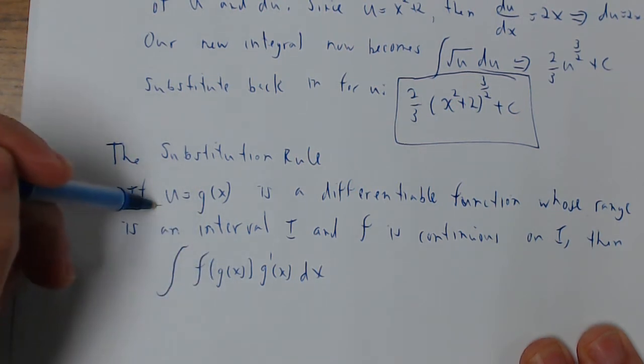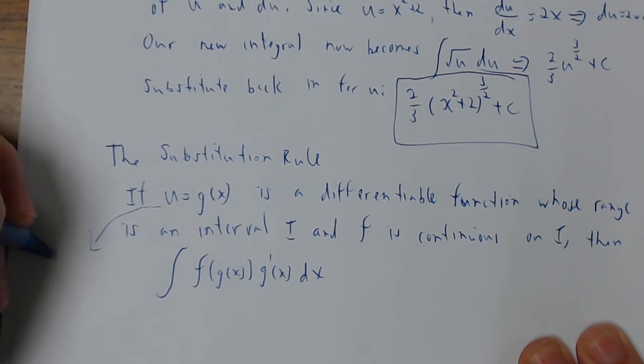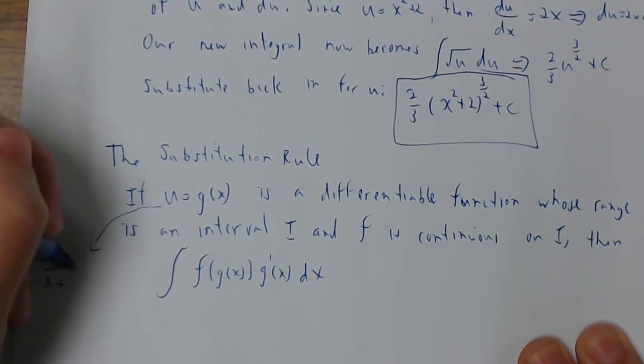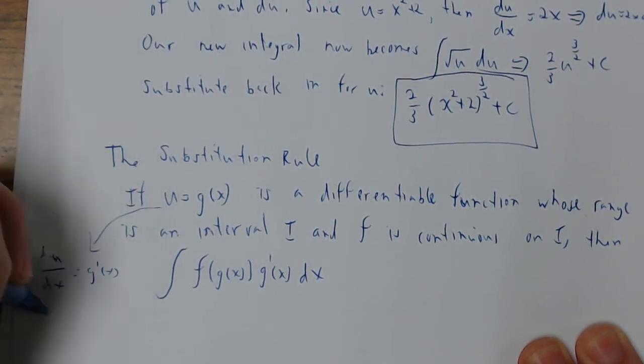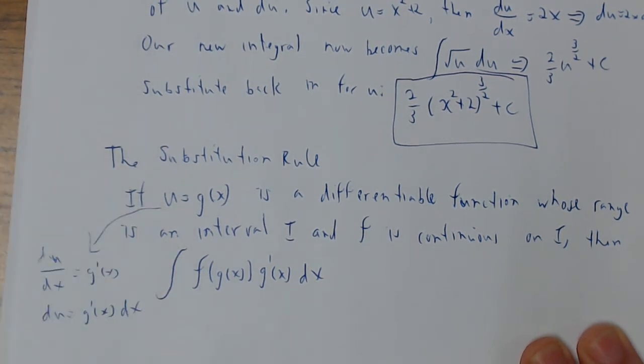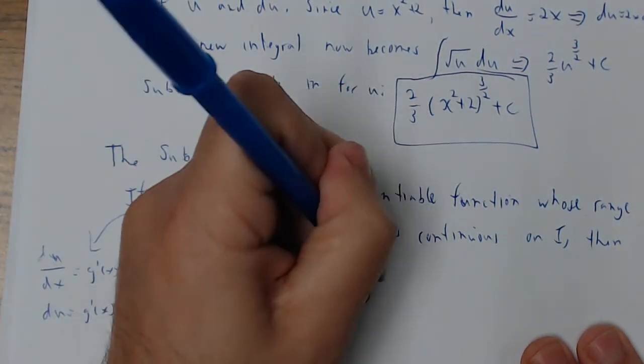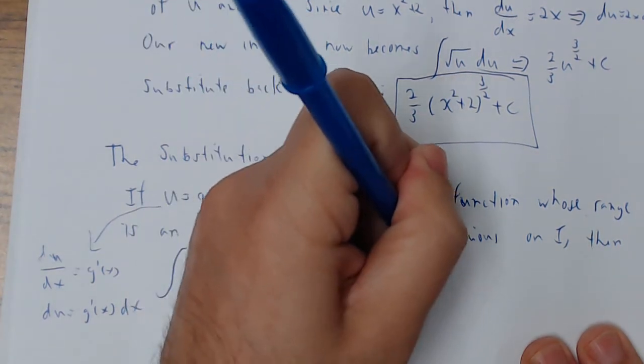Because if you look at this, the derivative of u with respect to x would be what? du/dx equals g prime of x, and if I multiply both sides by dx, I get du equals g prime of x dx, which is what happens here. So this is going to be the integral of f of u du.